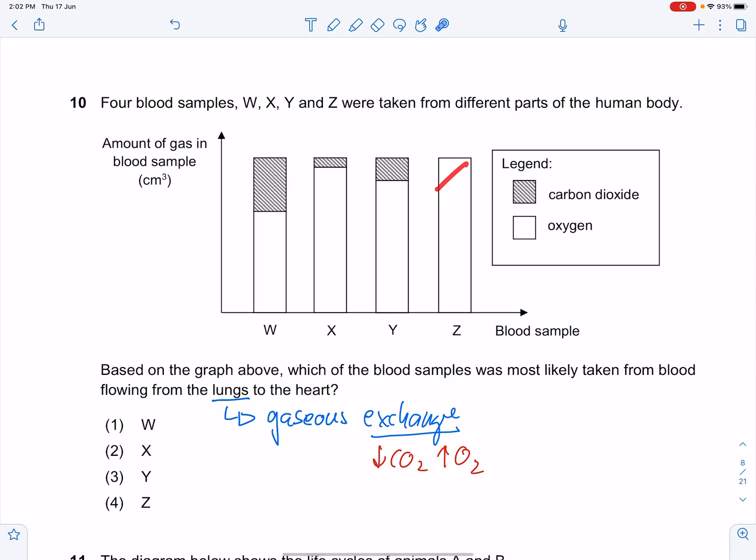But Z cannot be 100%. Why can it not be 100%? Because in your blood, no matter how efficient your gaseous exchange can be, there is just no way that the blood spends enough time in your lungs to fully remove all your carbon dioxide and then fully replace that with oxygen. So the one that is most plausible and most logical is X in this case. So my answer would be number 2.